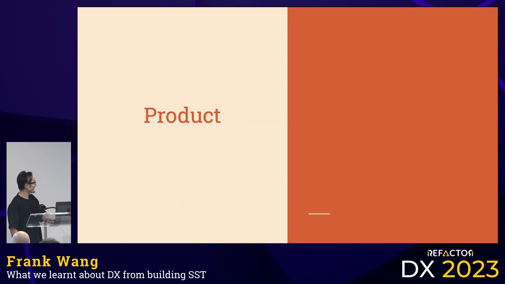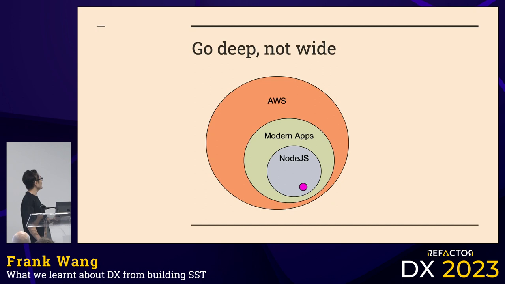All right, the first area is how do we build our product with developer experience in mind? I have this idea of going deep and not wide. It's pretty obvious, right? AWS is a monster. You can deploy Kubernetes, you can deploy Docker containers on there, you can have your cluster. You can do everything on there.